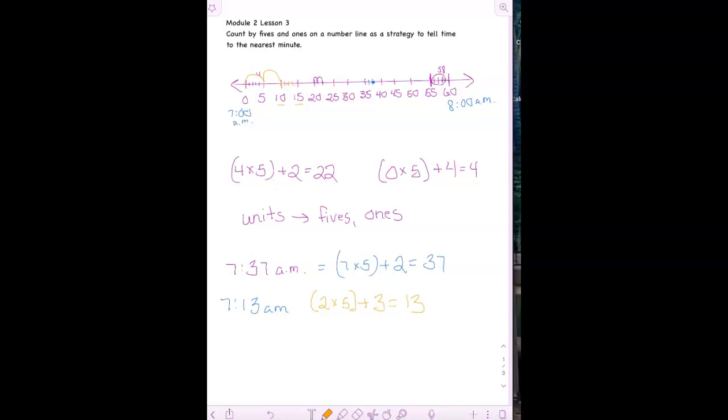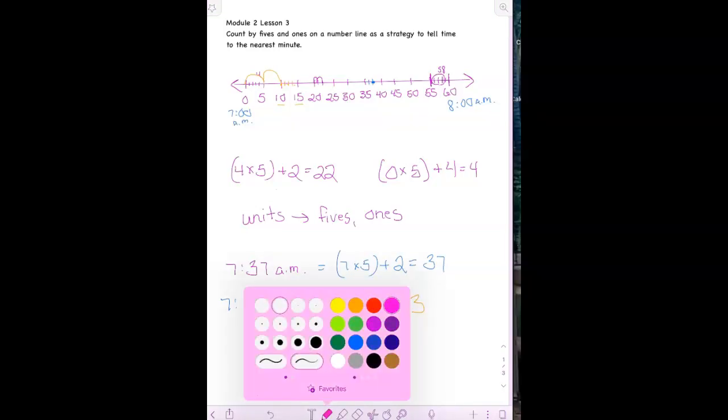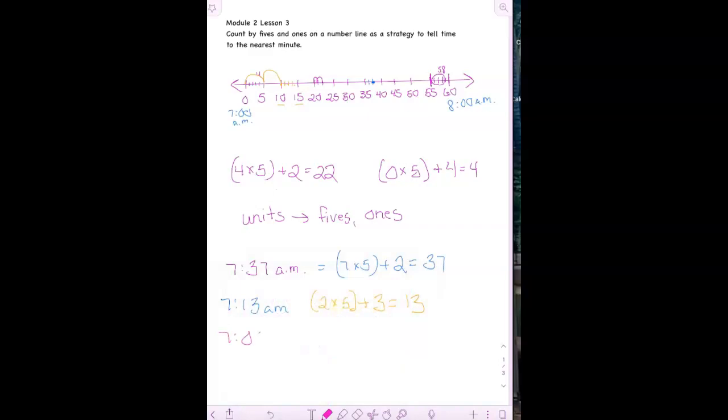How about 7:02? Change my color, 7:02 a.m. if we mark that. 7 is at 0, plus 2 more, 1, 2. Right there would be 7:02.